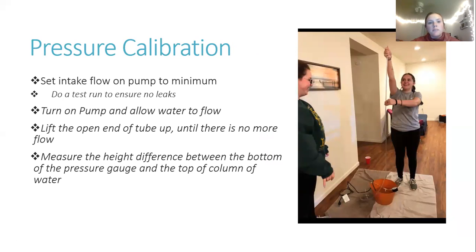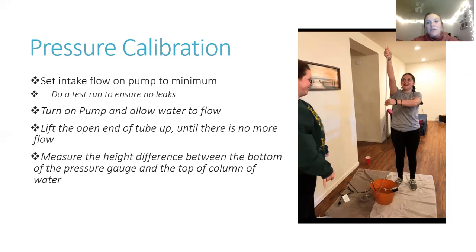So in order to start this experiment, make sure you set your intake flow on your pump to a minimum, and then turn on the pump by plugging it in and allow the water to flow. Someone is going to then grab the end of that tube that's in the bucket and start to lift it up vertically. As you can see in the photo, one of our team members is doing this step. As you lift it up, you'll get to a point where there's going to be no flow, and that's where you're going to stop.